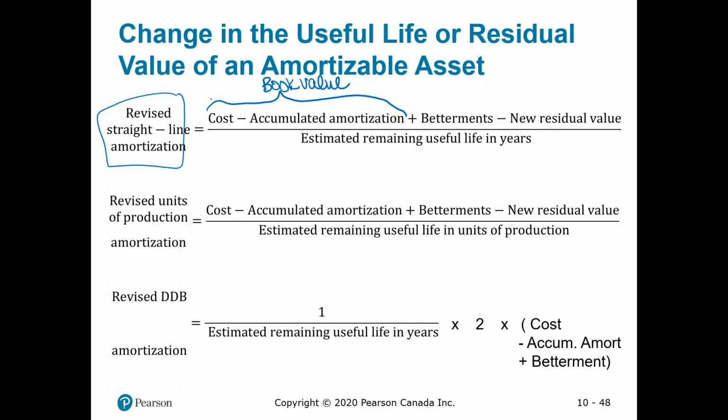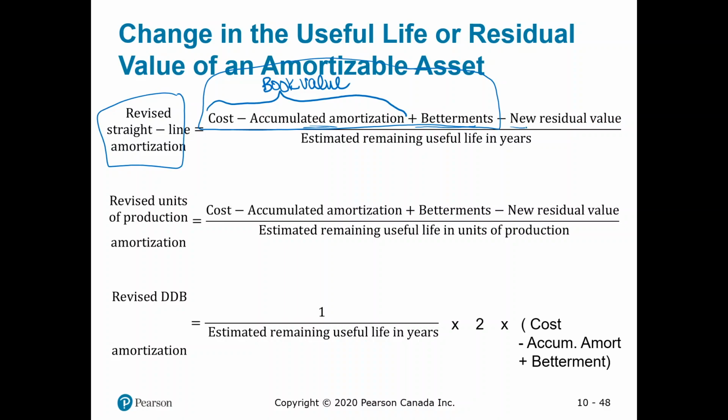That's the current book value that you have. So whatever it originally cost, minus any amortization you've recorded to that point in time. So that's your book value. If you had a betterment, you would just add that in there. So it's essentially getting you a new cost or a new amortizable cost that you need to amortize. So this part, the cost minus accumulated plus the betterment, you really just consider that your new cost that you're going to be looking at.